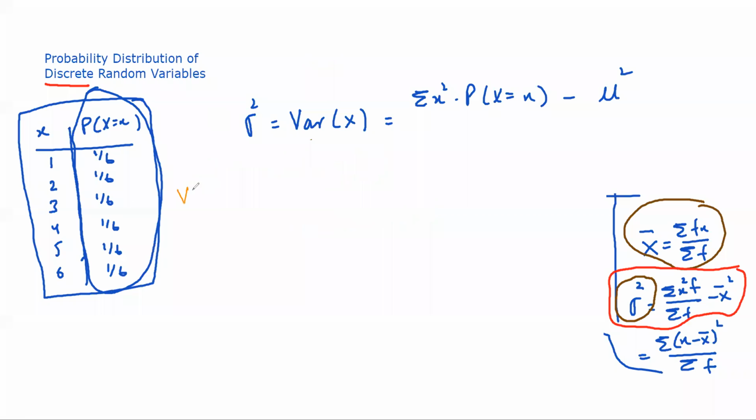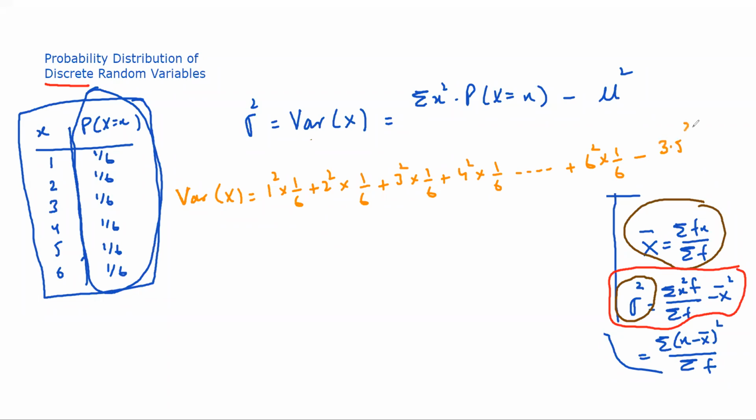Okay. So the variance of this x is going to be 1 square into 1 over 6 plus 2 square into 1 over 6 plus 3 square into 1 over 6 plus 4 square into 1 over 6 and so on up to 6 square into 1 over 6. Do you remember what was the E of X for this? What was the mu? 3.5. So minus 3.5 square. That is how you will get the variance from this.